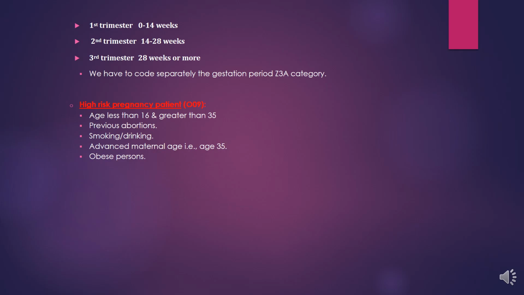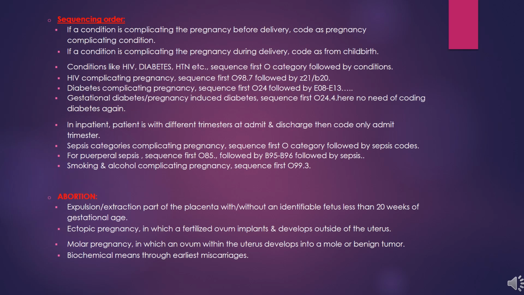High risk pregnancy, O09: age less than 16 or greater than 35, previous abortions, smoking, drinking, advanced maternal age, i.e. age 35, obese persons. Sequencing order: if a condition is complicating the pregnancy before delivery, code as pregnancy complicating condition. If a condition is complicating the pregnancy during delivery, code as from childbirth. For conditions like HIV, diabetes, HTN, sequence the O category first, followed by the conditions.